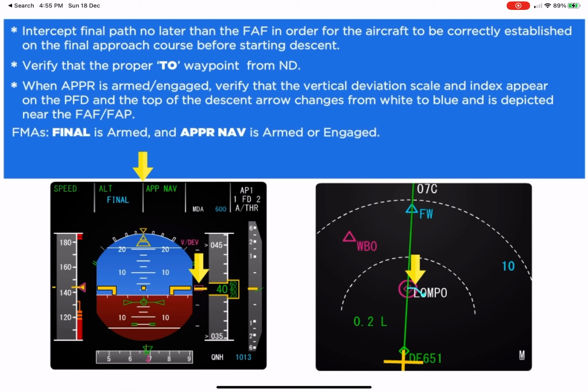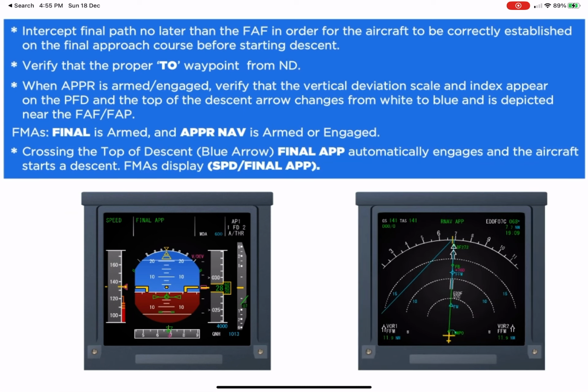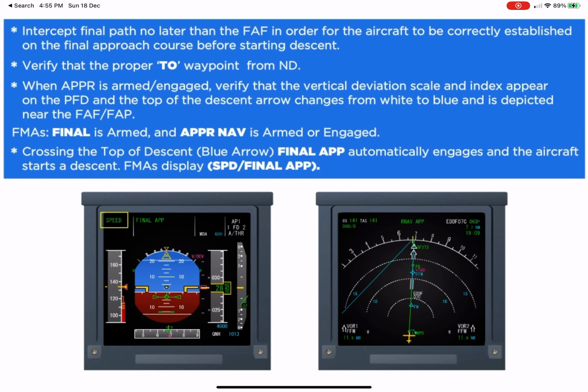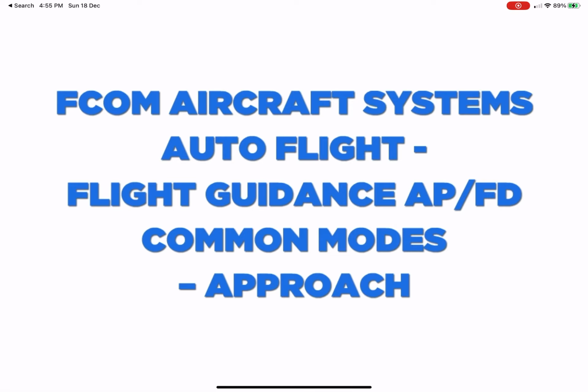FMAs: final is armed, and approach nav is armed or engaged. Crossing the top of descent, blue arrow, final app automatically engages and the aircraft starts a descent. FMAs display speed, final app. Be prepared to use VS at the determined rate from the FAF if VNAV will not engage or cannot be maintained. FCOM Aircraft Systems, Autoflight, Flight Guidance, AP, FD Common Modes, Approach.